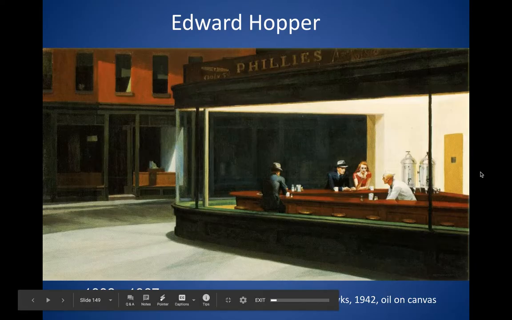Okay, we have our next artist of the week, Edward Hopper. Edward Hopper was an American artist, and if we take a look at the time of this first painting, this painting is called Nighthawks, and it was painted in 1942. And think about what was going on in the world at that time, the Second World War and everything.